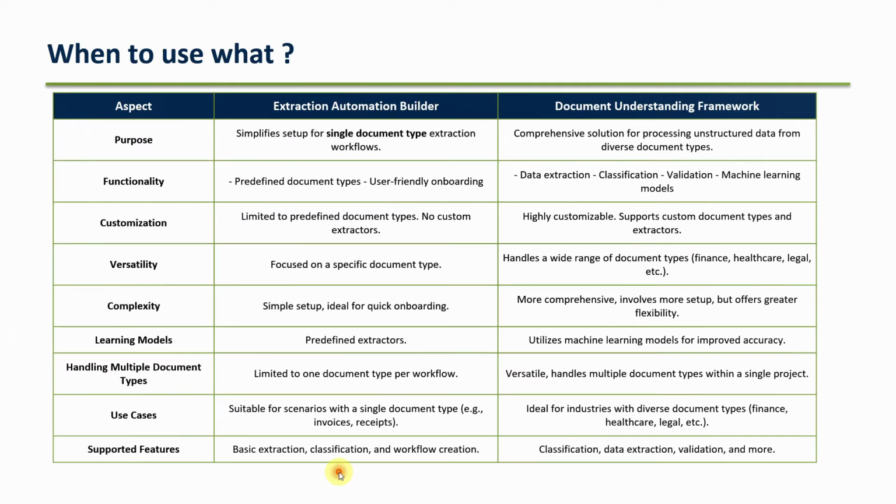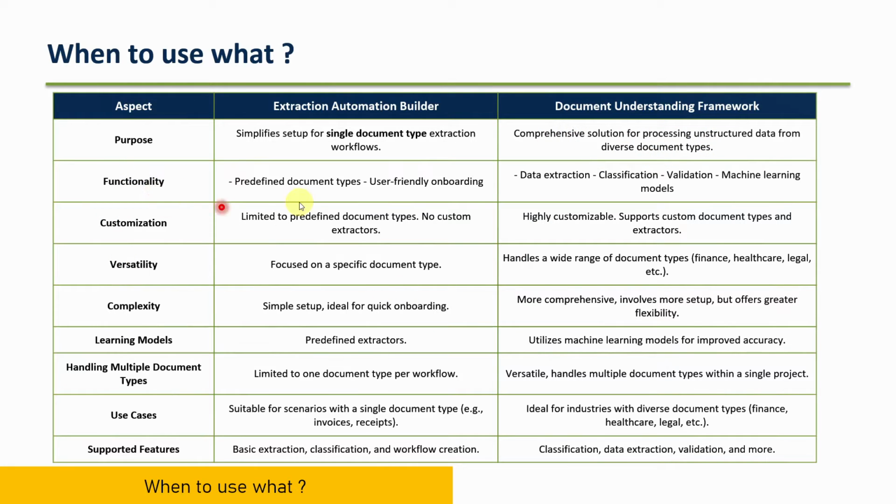Okay. Now you might have a question, right? What are the other things as a developer I should be knowing? So these are some of the things which I have listed in a very precise manner. We'll go one by one, and the rest you can take a screenshot and keep with you. Okay. So what is the purpose? We have already discussed that the automation builder is for a single document, and the document understanding framework is for the complete processing of diverse document types.